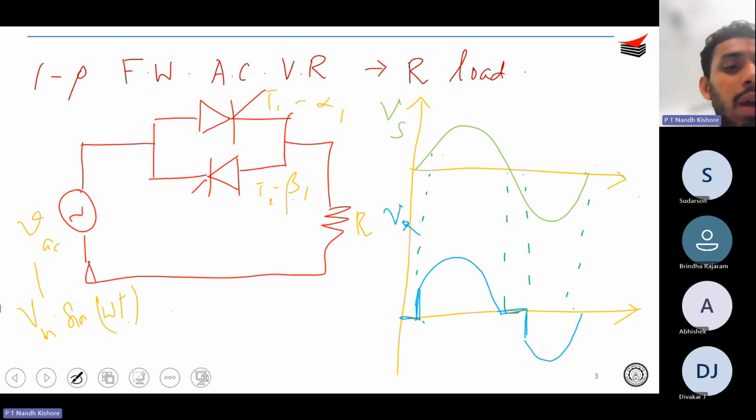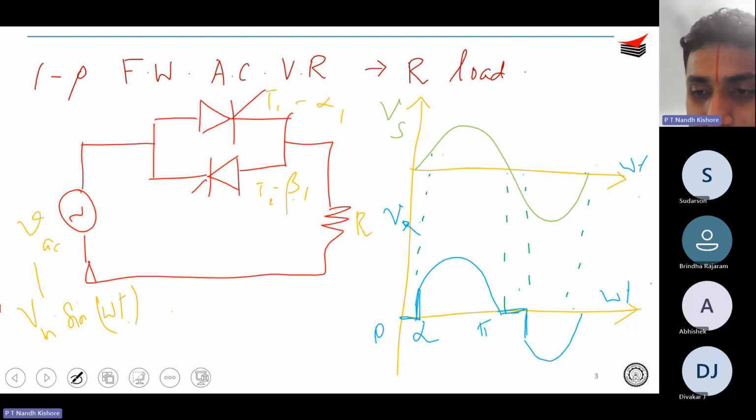This is a potential area wherein you might be asked problems like these. That is, find out the current through the switch, find out the peak current, RMS current through the switch, or what is the power delivered to the R load. So if you're good with this concept, it would help. So you know that this is 0, this is alpha, pi, and then you have your pi plus alpha, and then finally 2 pi.